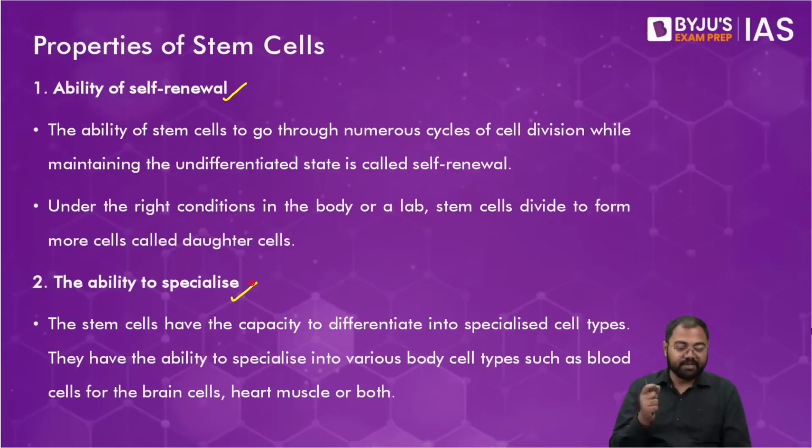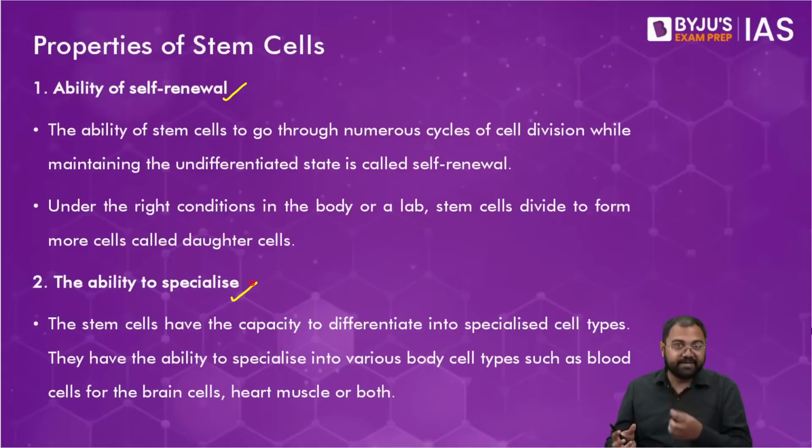The first property is the ability of self renewal. Self renewal means that they can create multiple copies of themselves. Before the stem cells start to specialize, there will be multiple cycles of cell division. We discussed that cell division is an asexual process, so whenever cell division happens, it's just a replica of the cell that is being created. That's why there are multiple stem cells available for us to work with.